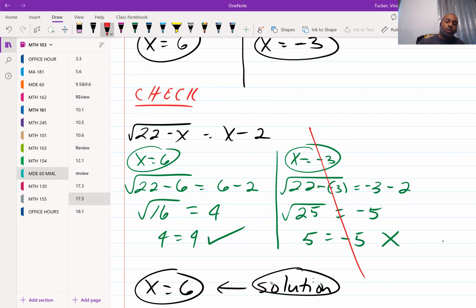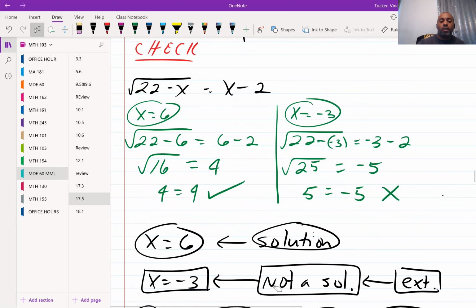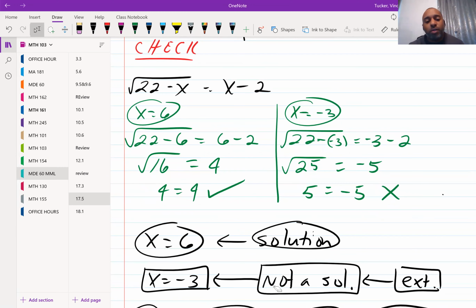Like you said, this one didn't work. Well, I wrote that too. So, all right, there we go. X equal to 6 is our solution. X equal to negative 3 is not a solution. That is extraneous. Remember, we talked about that already. So if they ask you what the solution is, you would just give x equal to 6.